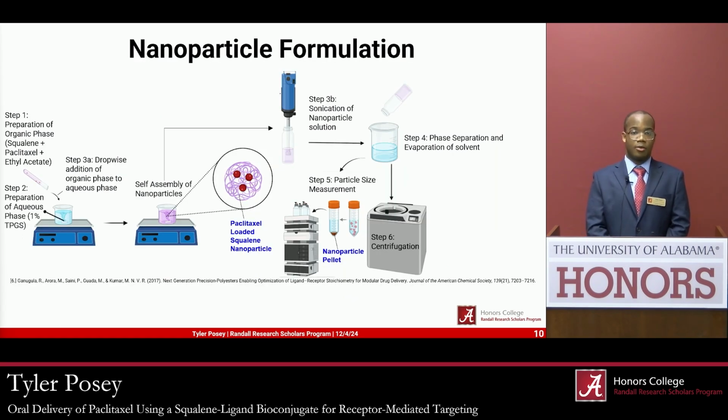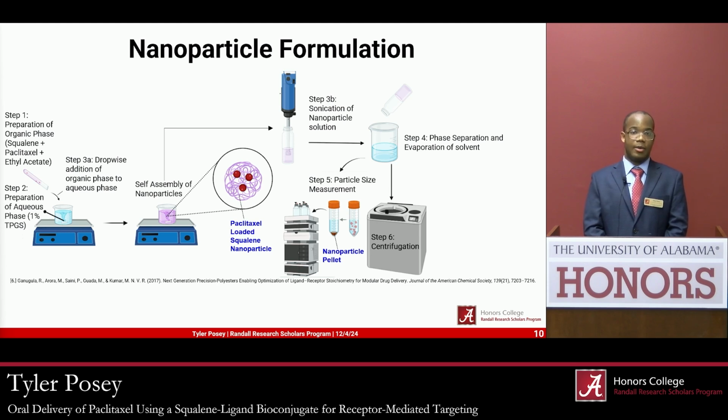Now, after we have our squalene molecule with a ligand attached, we can create our nanoparticles using a 6-step emulsion process. This process begins by first preparing our organic phase, which consists of our squalene molecule with a ligand attached, our drug of choice, which is paclitaxel, and ethyl acetate. We can then prepare our aqueous phase, which consists of a 1% TPGS solution in water.